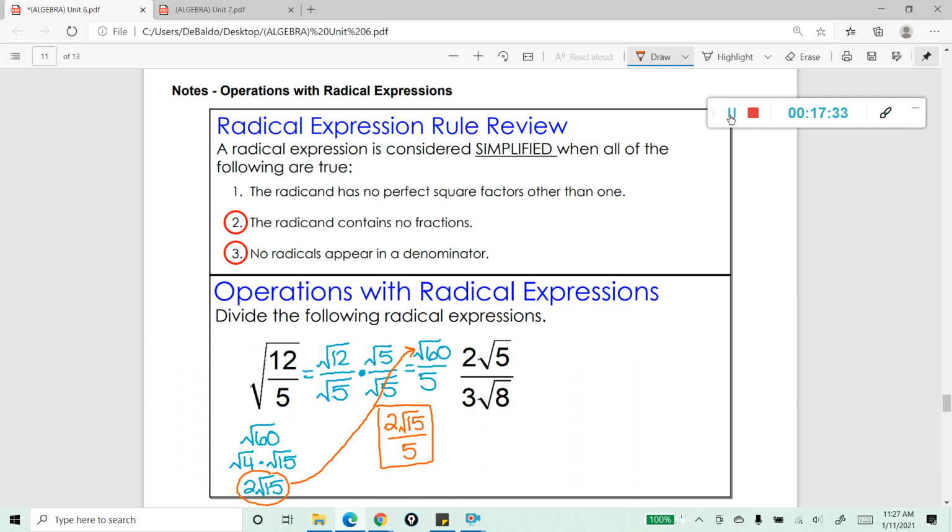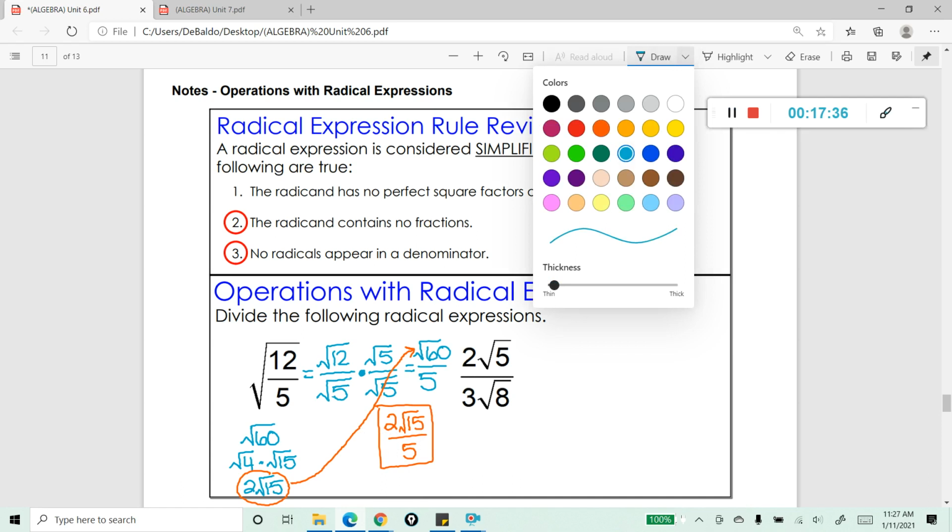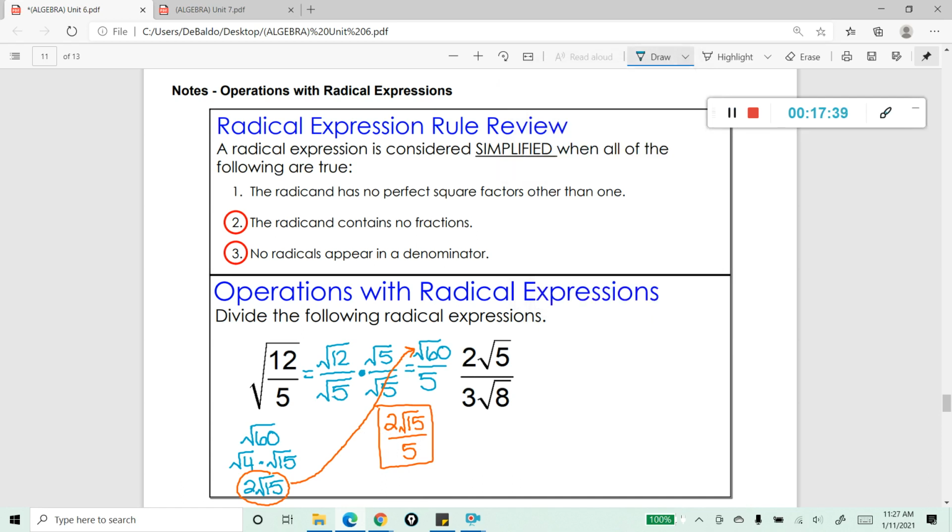Let's do a couple more problems here. You'll start to really develop and understand the cycle at which you solve these. So now we have 2 root 5 over 3 root 8. And so we can see here that we really need to focus our attention on step 3 because we have a radical in the denominator. Cannot have that. So I'm going to multiply the numerator and denominator by the radical, not the coefficient in front, but just the radical. That's called rationalizing the denominator.